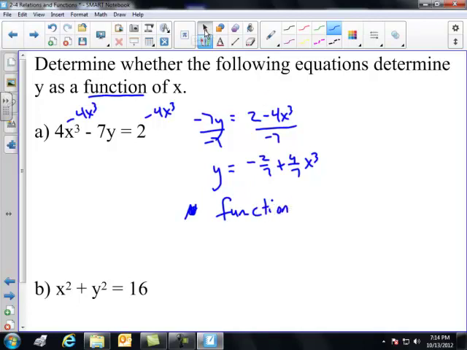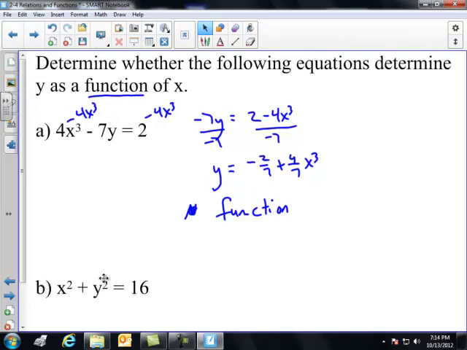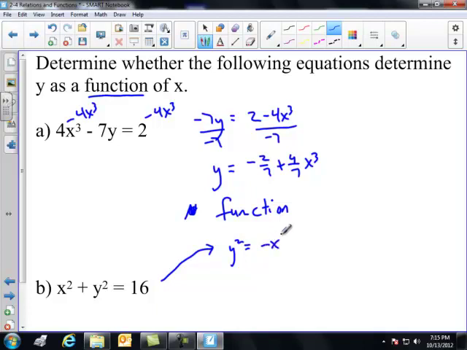If we look at this second equation, however, and do the same thing here, solving that equation for y, watch what happens. If I subtract that x squared from both sides, I get y squared equals negative x squared plus 16. Now, in order to solve this for y, I still need to take the square root of both sides.